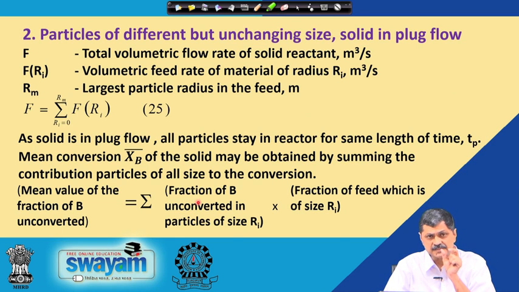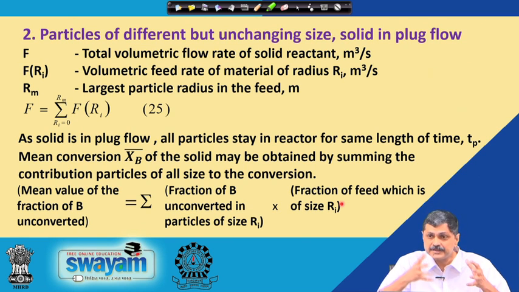We take up the particles of a particular size fraction, say R I, and we find out the fraction of B, that is the solid reactant, unconverted in the particles having a radius in this size fraction, and this is multiplied with the fraction of the feed which has a particle radius of R I. So, the product of these two terms gives us the contribution of the particles of size fraction R I to the fraction of the unconverted B overall.